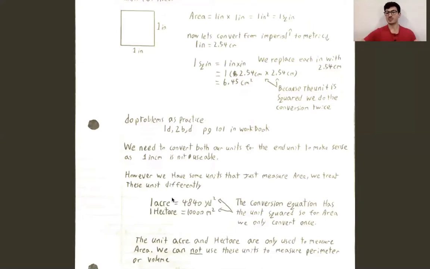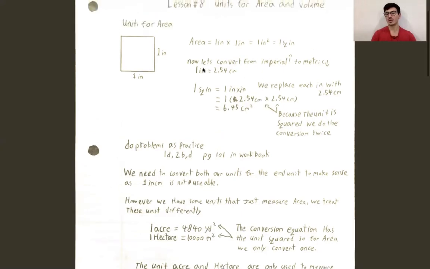So these units are going to be an acre, which is imperial, or a hectare, which is going to be metric. So these units are only used to measure an area. They don't make sense to use for a length because 1 acre is 4,840 yards squared. So the conversion already has the unit squared in there. Whereas up here, when we went from inches to centimeters, 1 inch is just 2.54 centimeters, not centimeters squared.